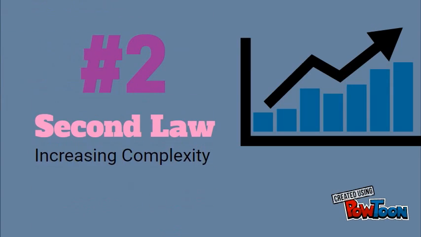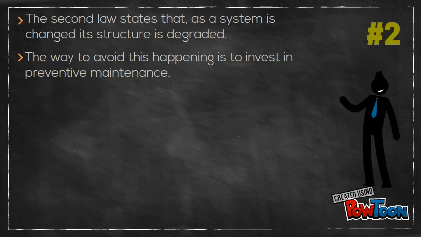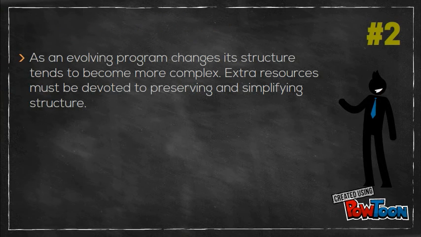Second law. Increasing complexity. The second law states that, as a system is changed, its structure is degraded. The way to avoid this happening is to invest in preventive maintenance. Improving the software structure without adding functionality means additional cost, over and above those of implementing required system changes. As an evolving program changes, its structure tends to become more complex. Extra resources must be devoted to preserving and simplifying structure.